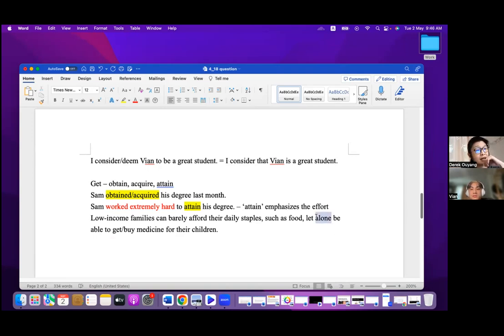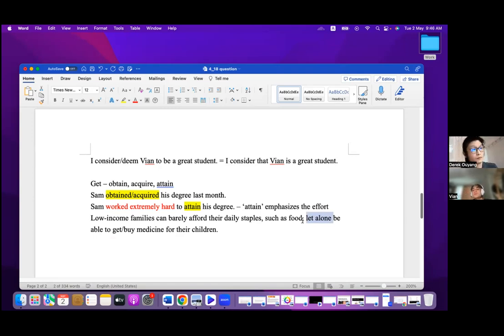Let alone means not to mention. 更不要说. Oh. Let alone means not to mention. They can barely afford their daily staples. Not to mention be able to get or buy medicine for their children. Understand?